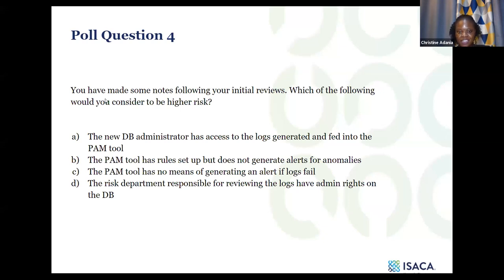Then there's another one where the rules have been set up, but does not generate alerts for anomalies. Then the other is, the tool has no means of even generating an alert if the logs fail. So you will think everything is being logged, but the log will fail and you have no way of knowing. The risk department, who is also responsible for reviewing the logs, have admin rights on the DB. So by admin rights, they mean the privileged access rights. So if you can just pick a single choice and send.